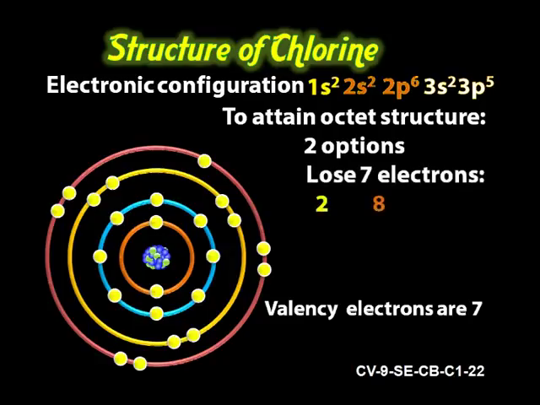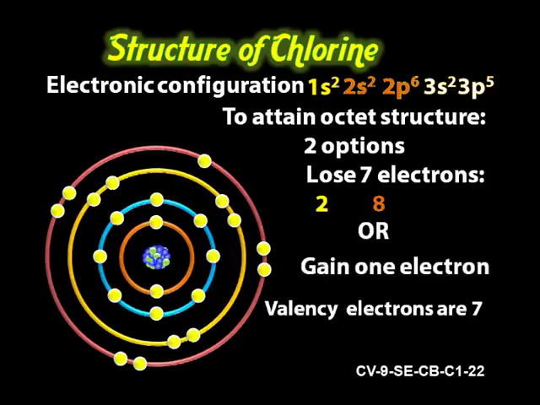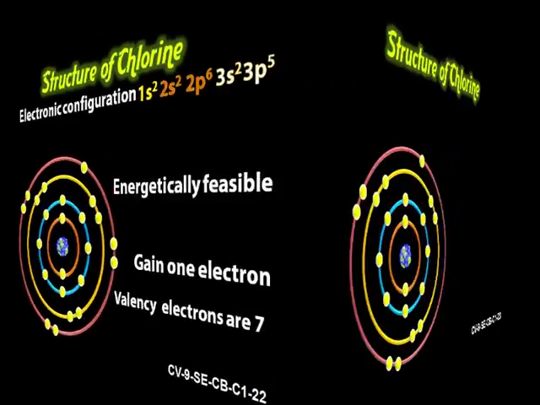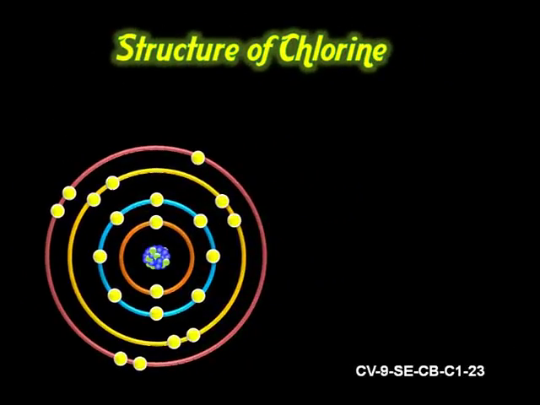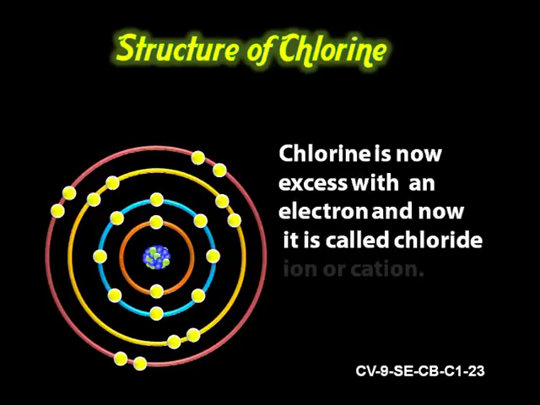1. It has to lose 7 electrons so that its configuration becomes 2,8. This is energetically not feasible. Another option is to gain 1 electron, which is energetically feasible. So, chlorine gains this electron. Chlorine now has an excess electron, and it is called chloride ion or anion.